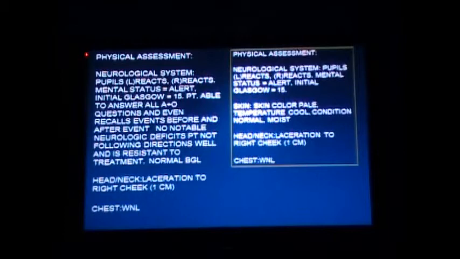Head and neck, I think you can clearly find the boo-boos or not. This could be a WNL if that were the case. It's not. Chest is within normal limits.